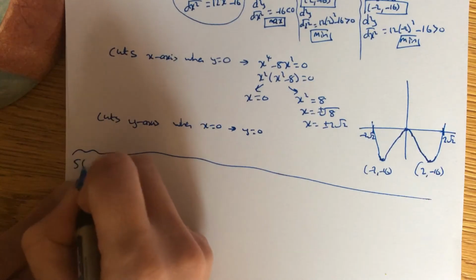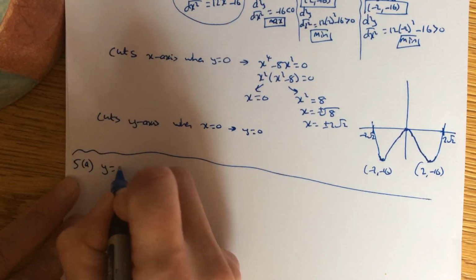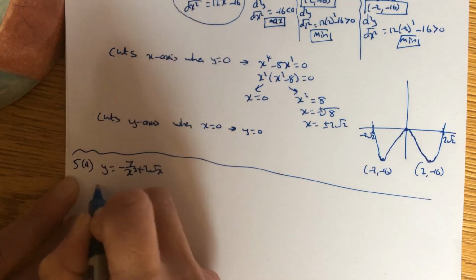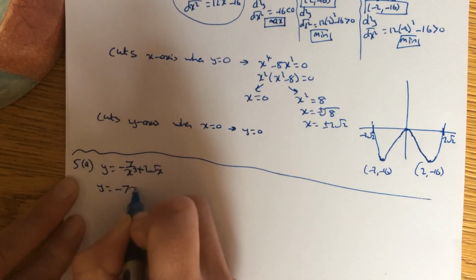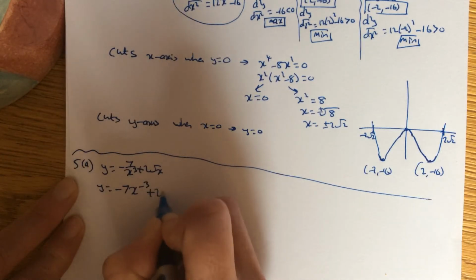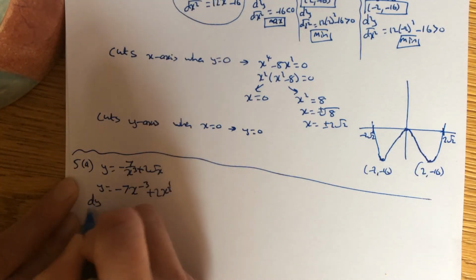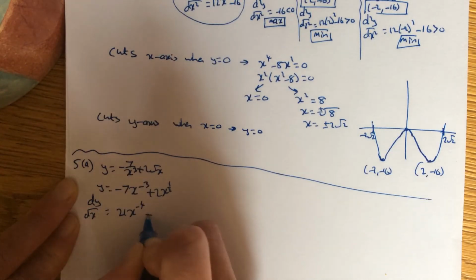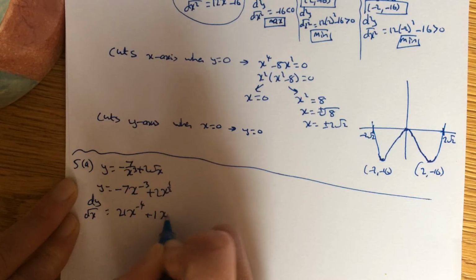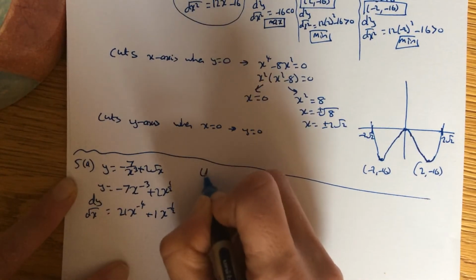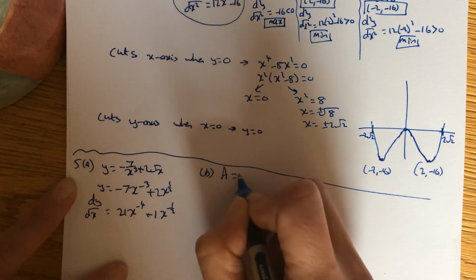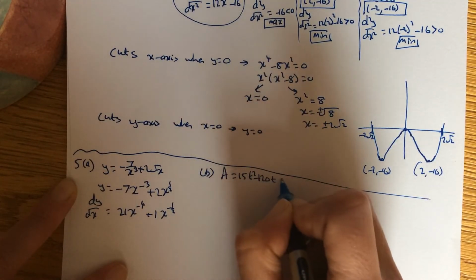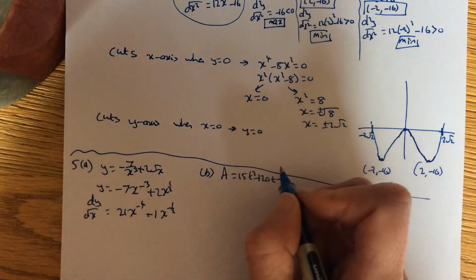Next one we've got to look at is 5a. So you've got y equals minus 7 over x cubed plus 2 root x. So let's fix that. Bring that x up as x to the minus 3 plus 2x to the half. Differentiating that, power comes to front and multiplies, subtract 1. Power comes to front and multiplies, subtract 1.